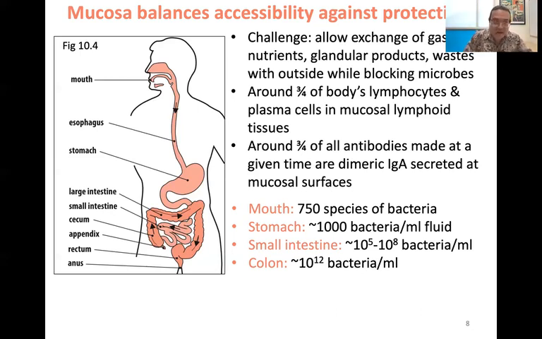So you might say, wait a minute, Dr. Shen, I thought you told us before that the most common antibody floating around in your blood is IgG, right? Yeah, that's the most common type of antibody that's floating in your blood.